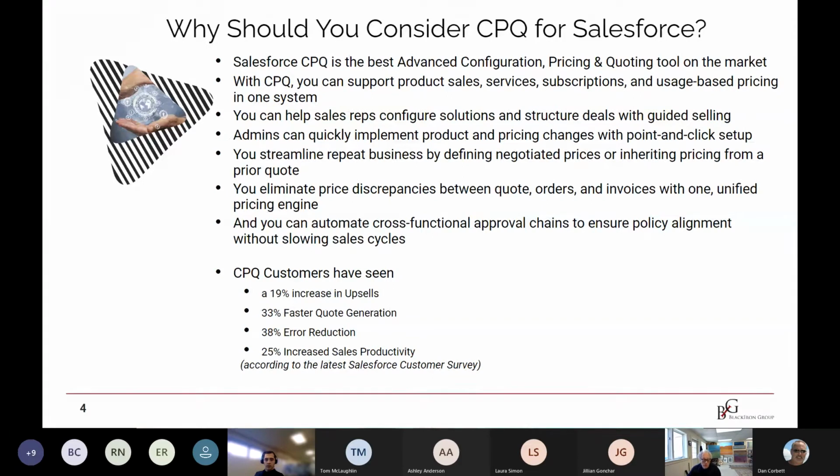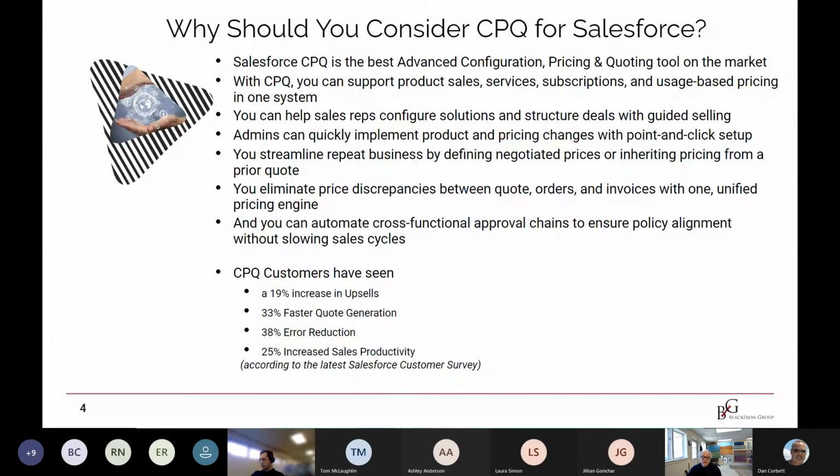Things like configurations, think of telecom, or just a product that has lots of things you can configure, lots of permutations, that's difficult. And you need a way to rationalize that and make it work.